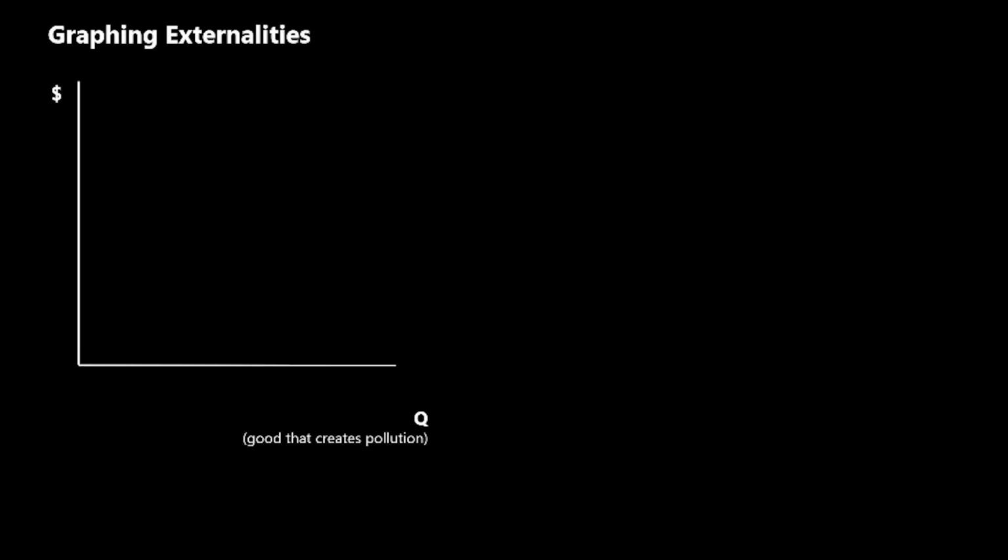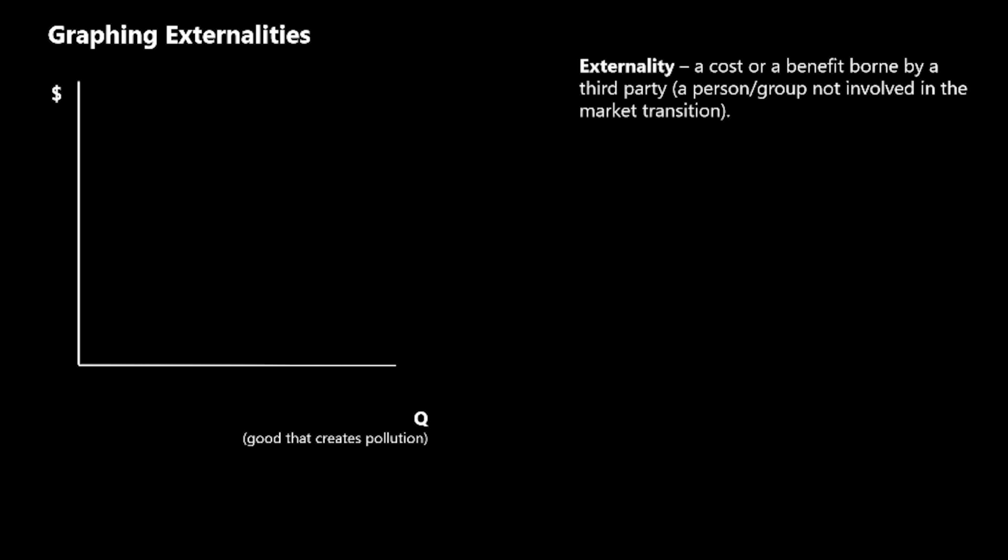This video is about graphing externalities, so let's get going. We'll start with a definition. An externality, you may recall, is a cost or a benefit borne by a third party, that is a person or a group not involved in the market transaction. And more specifically, a negative externality that we'll be focusing on this class is a cost borne by a third party, such as pollution.